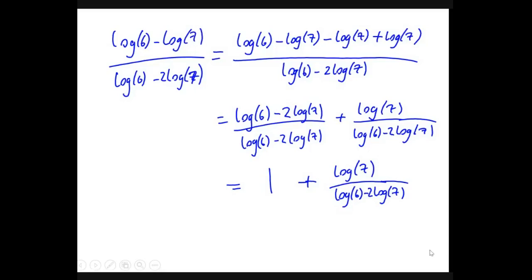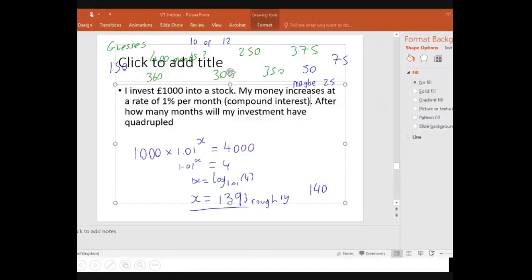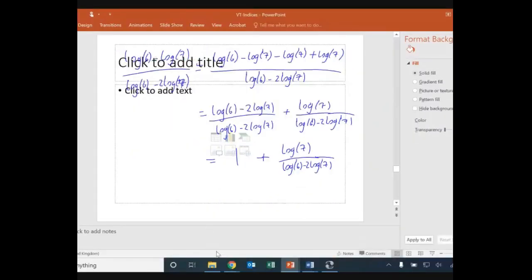To be honest, in an exam they would probably just ask you to round it to 2 decimal places or 3 significant figures. You can't really do much more than that. It looks like one of those things where you should be able to do something, but not really. But that was a good question, though.